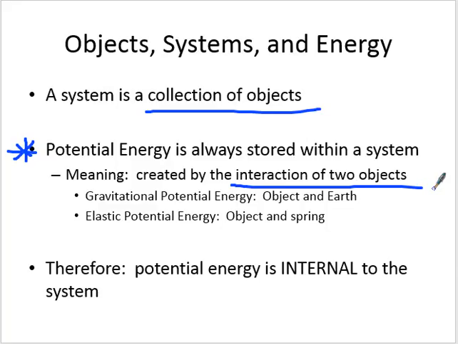There are two types of potential energy out there. We're going to focus on one in this unit, but I'll introduce the other one. The main one we're going to use in this unit is gravitational potential energy. This is energy that occurs between the object and the Earth. It's the idea of energy based on height.